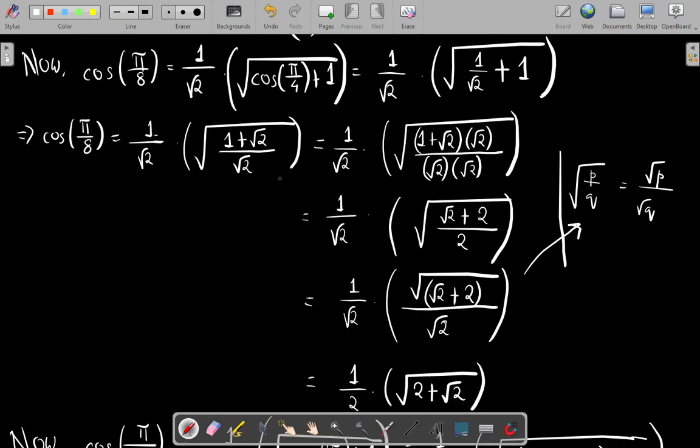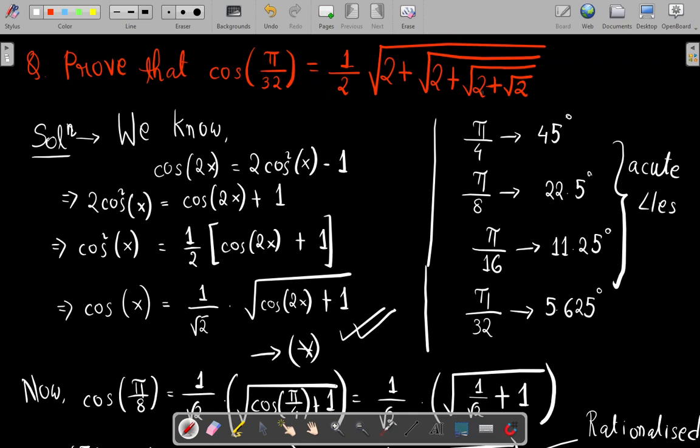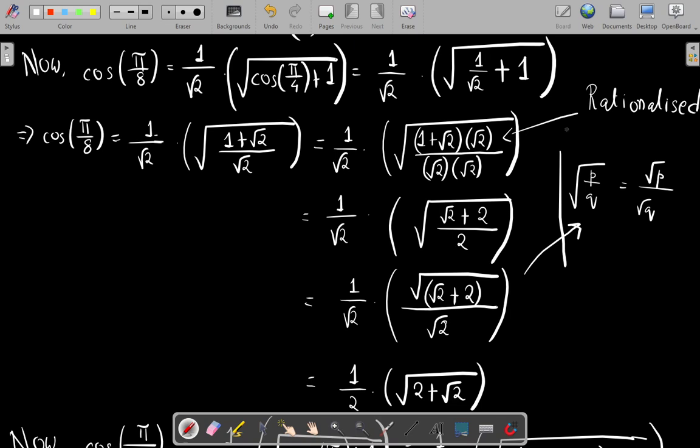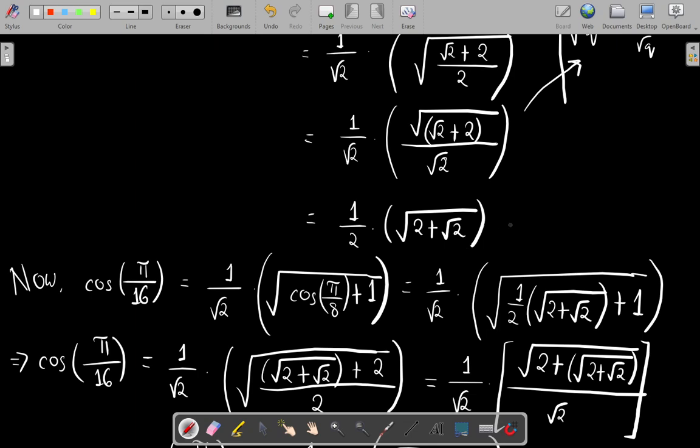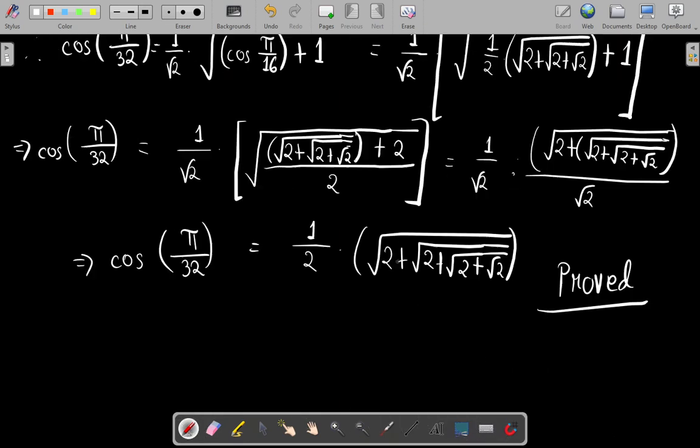Another key trick I have used here is this rationalization. Here I have multiplied both by root 2, because if I don't do that I won't get this nested square root structure. It was asked to show this thing in the question. So this was an extra step, a very important key step, this rationalization for the value of cos pi by 8. Once you do it one time, you don't need to use it again. You get the structure once, then you can repeatedly use this nested value for the remaining values.